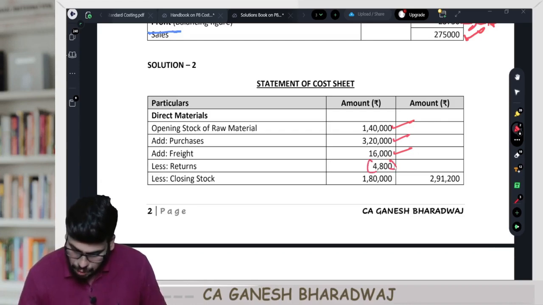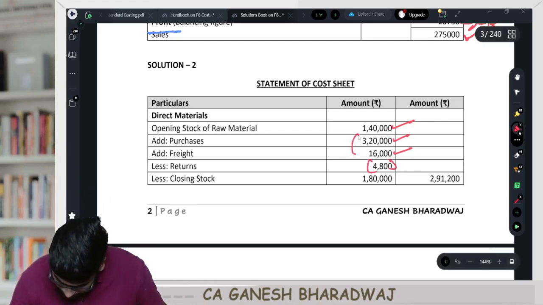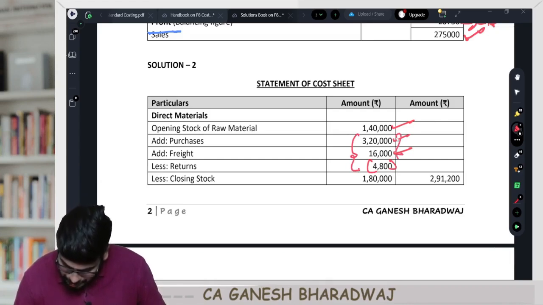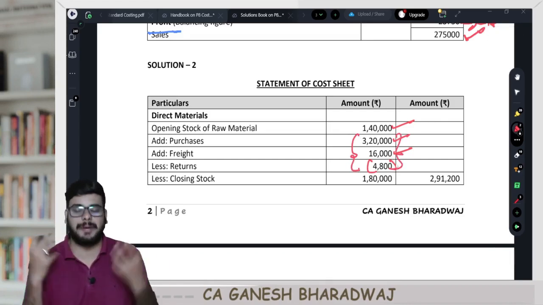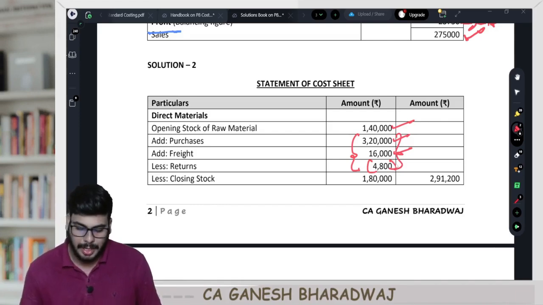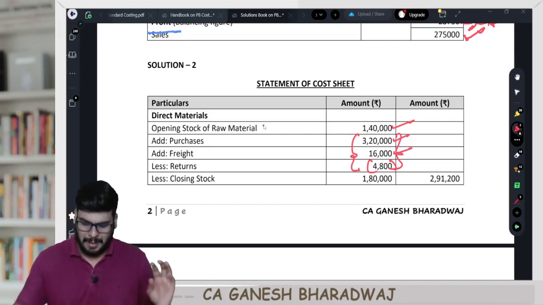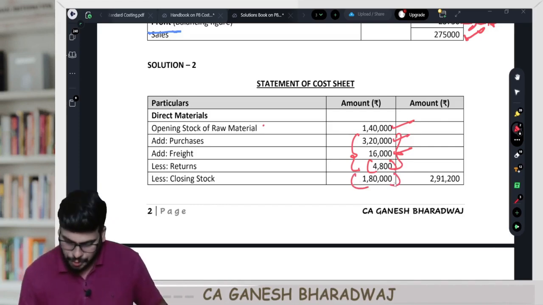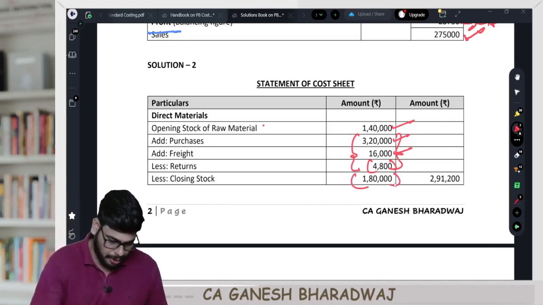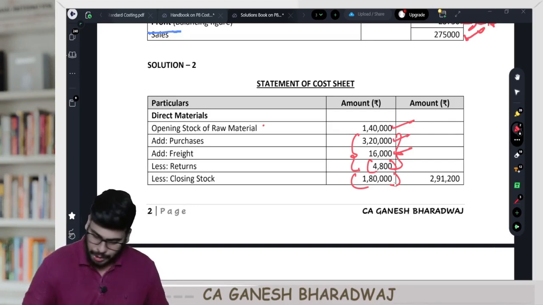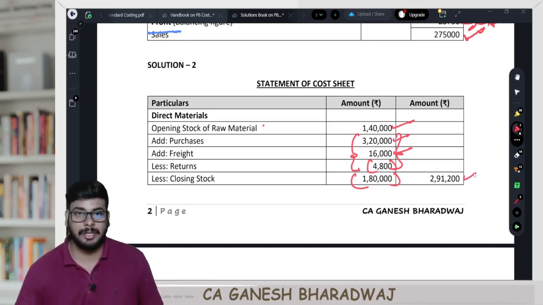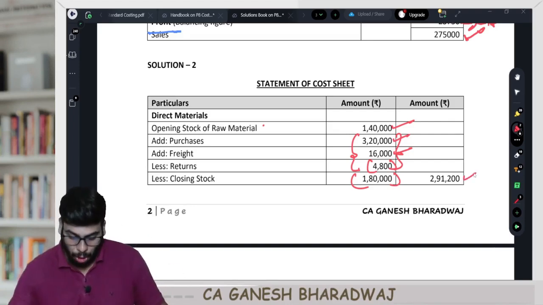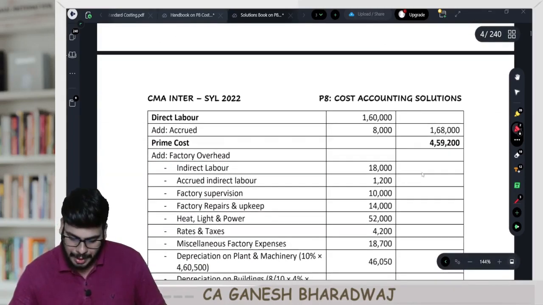Clear with this? So basically, these 3 figures should be considered as your net purchase cost. Are you clear with this? Right? So opening stock of raw material plus your net purchase cost minus closing stock of raw material. If you do that, how much do you get? 1,40,000 plus 3,20,000 plus 16,000 minus 4,800 minus 1,80,000. You get 2,91,200. This is the value of raw material consumed. Are you clear with this?